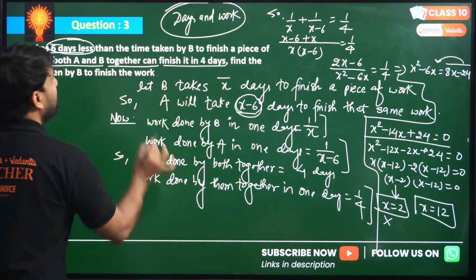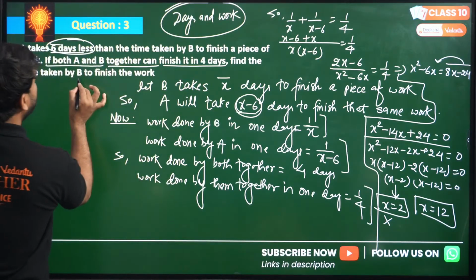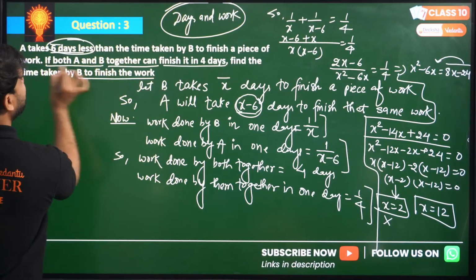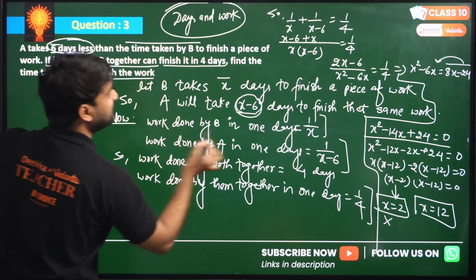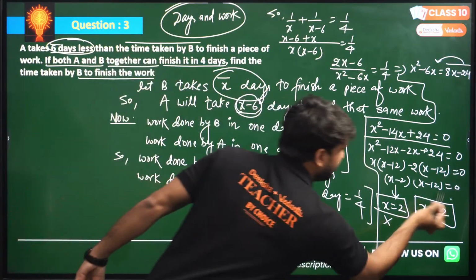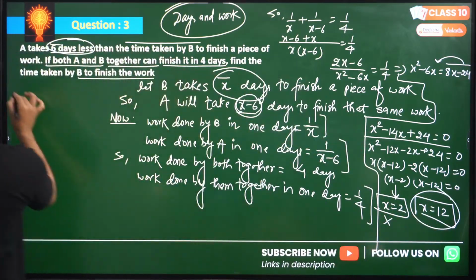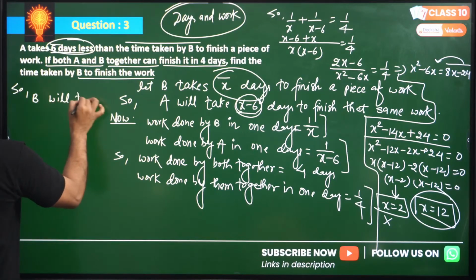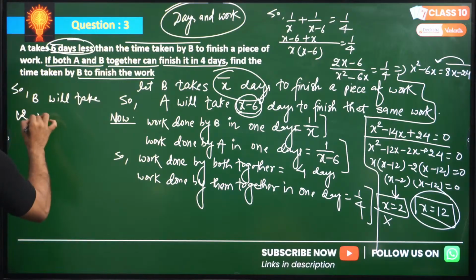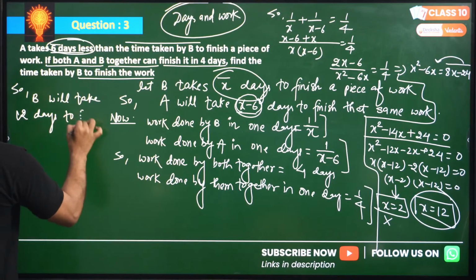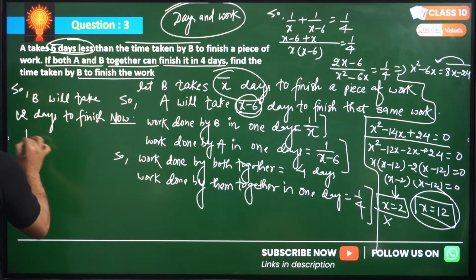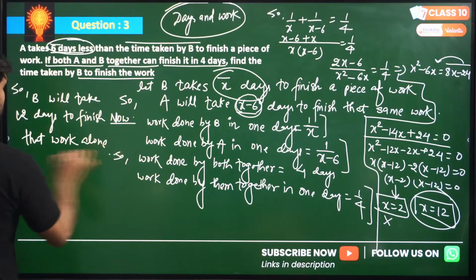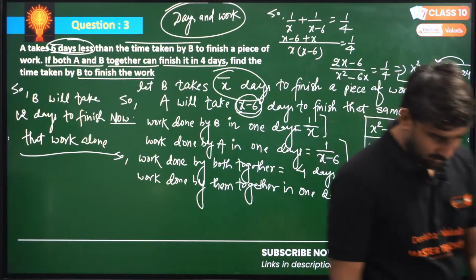So how much time is taken by B to finish the work? A takes 6 days, so B is taking x days, and x is what? This will be approved, so 12 days. So B will take 12 days to finish that work alone. Yes, if B works alone, B will take 12 days.